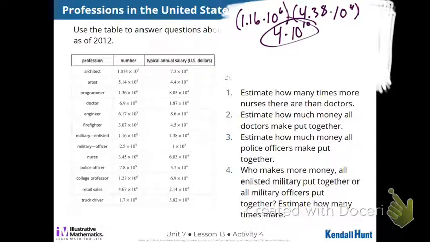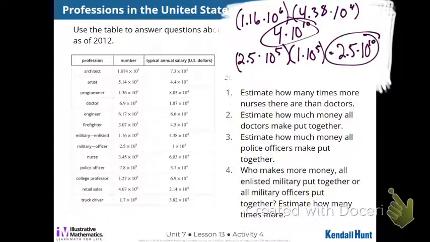Now, I'm going to look at the officers. The officers, there's fewer of them. There's only 2.5 times 10 to the 5th of them. And they each make $100,000 a year. For a total of 2.5 times 10 to the 10th money. So who makes more? The enlisted. Total.